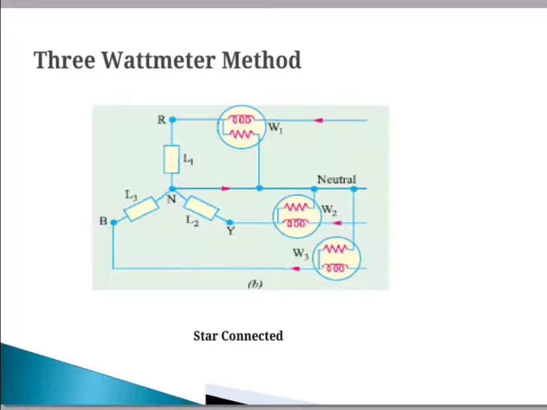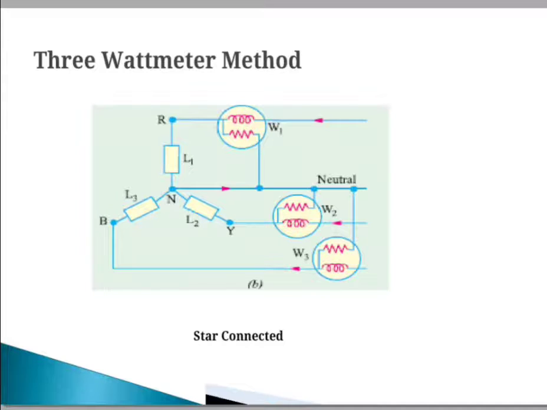There are two coils in the wattmeter, that is the current coil and the pressure coil. The current coil is used to sense the current present in the circuit, and the pressure coil senses the voltage across the circuit. The current coil is connected in series with the load, and the pressure coil is connected across the supply.